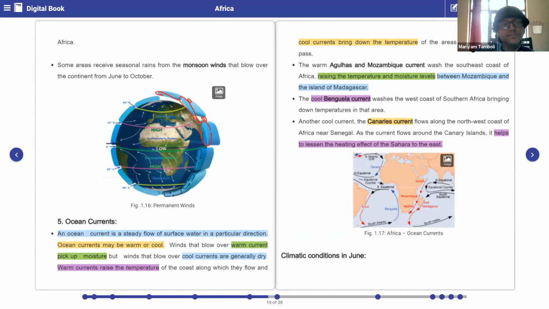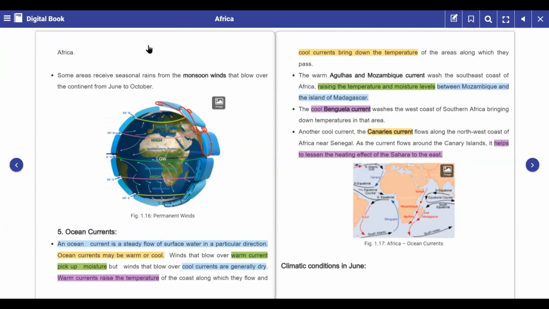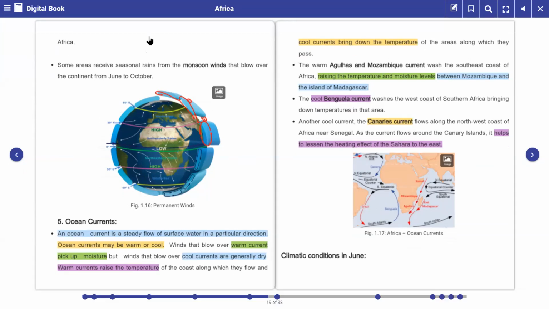Have you all understood ocean current, children? Yes, ma'am. Clearly? Yes, ma'am. What are the types? Who will tell me? Just tell me the names. Tasha, go ahead. Ma'am, first is Agulhas and Mozambique current. Very good. Second is Benguela current, and then is Canaries current.